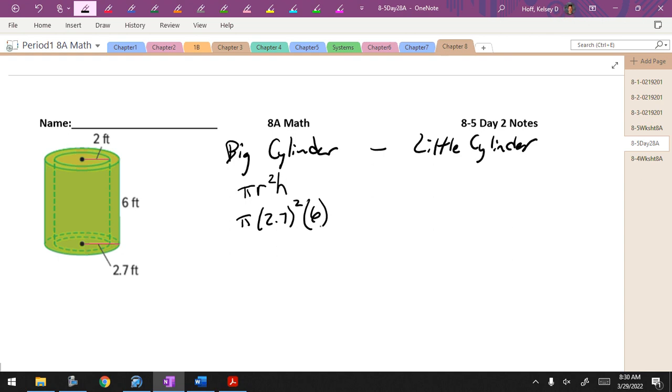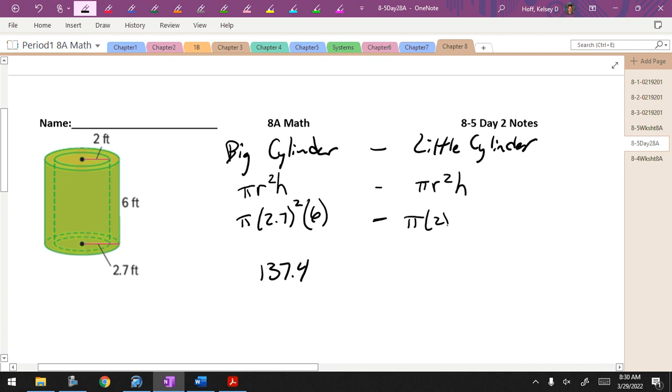Anybody get an answer? Marilyn? She says 137.4. Anybody else agree with that? Yes? Okay. Little cylinder, same formula, right? Pi radius squared height. What's the radius of the little one? 2. How tall is the little one? Still 6 feet. It's okay to use some of the same numbers more than once. I know yesterday we were frazzled with that. Both cylinders are the same height.